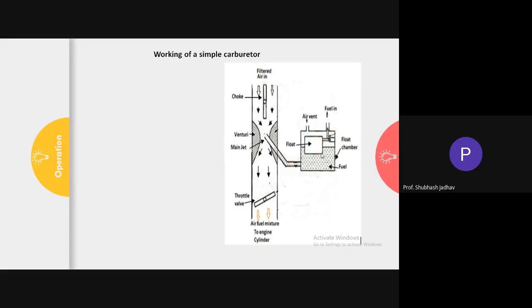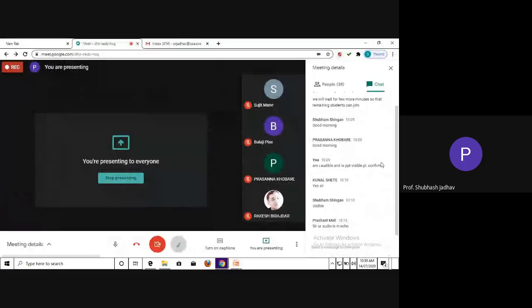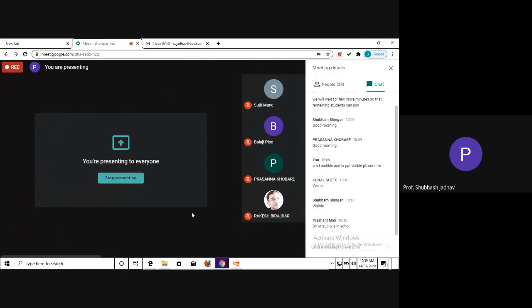Before going ahead, is there any problem? Can somebody confirm whether there is an echo? Shubham Gandule is saying no, the echo is not there. But again, a second explanation. Which part do you want explained? The constructional details, Shubham?